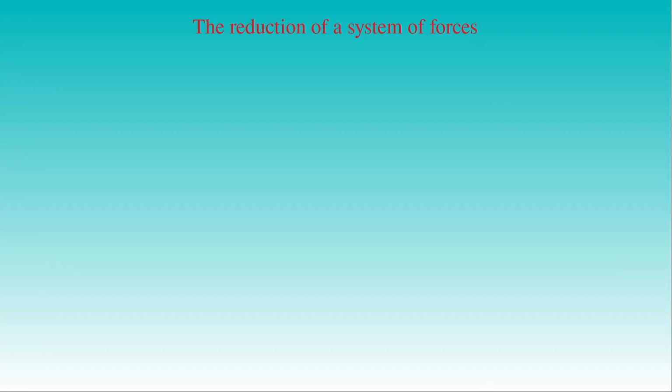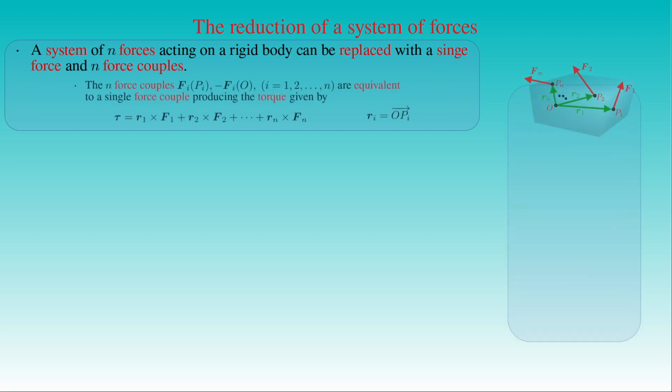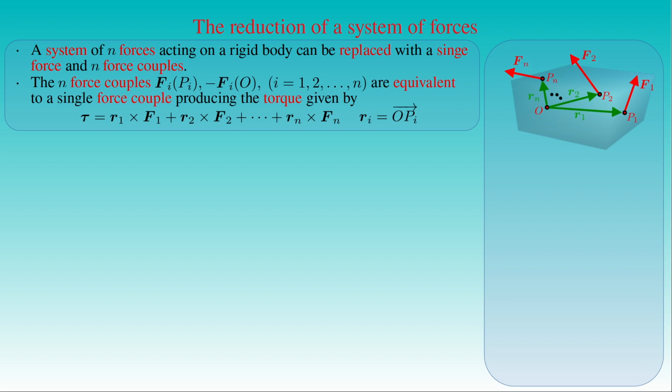We can apply this theorem to another one on the reduction of a general system of forces. When we studied the superposition of forces applied on a rigid body, we demonstrated that a system of n forces acting on the body can be replaced with a single resultant force and n pairs of forces or force couples. Now the theorem formulated here states that these n force couples, Fi applied at the point Pi and minus Fi applied at a reference point O for i from 1 to n, are equivalent to a single force couple having the torque τ given by the vector sum of the torques of the individual force couples.